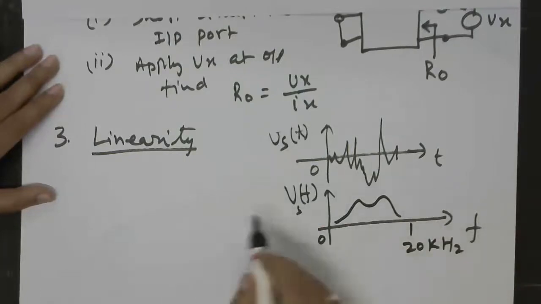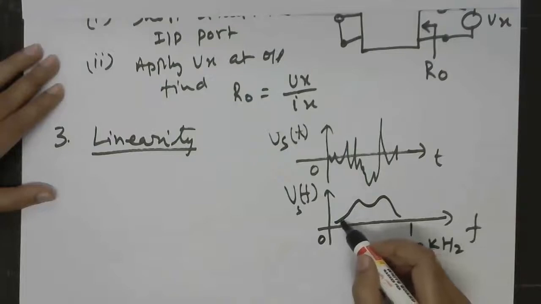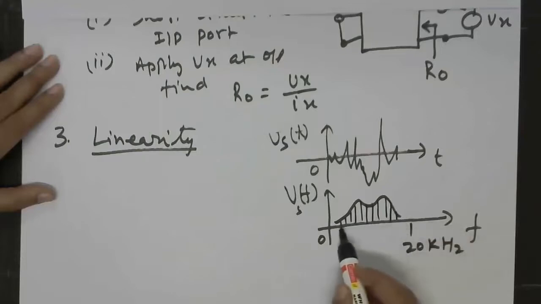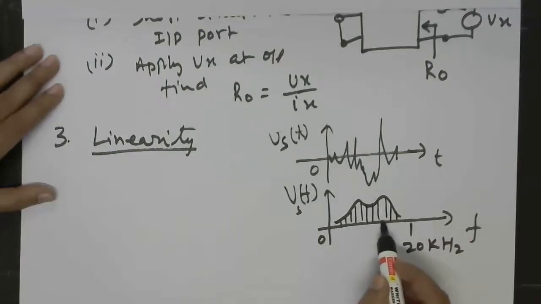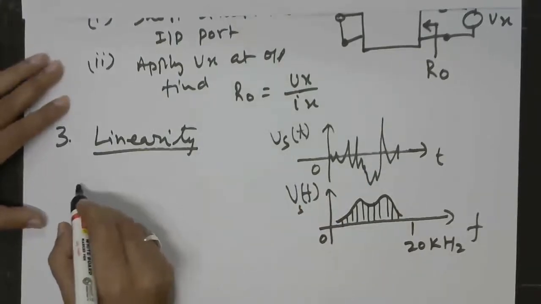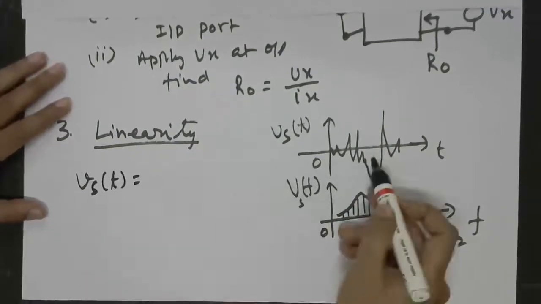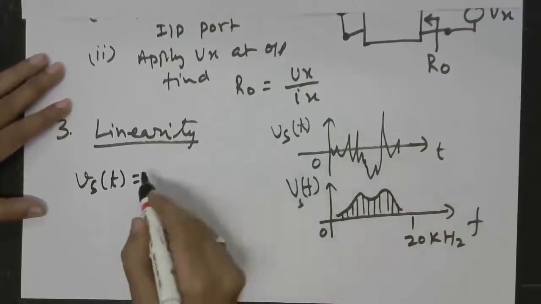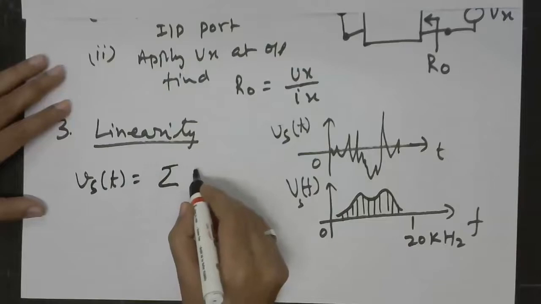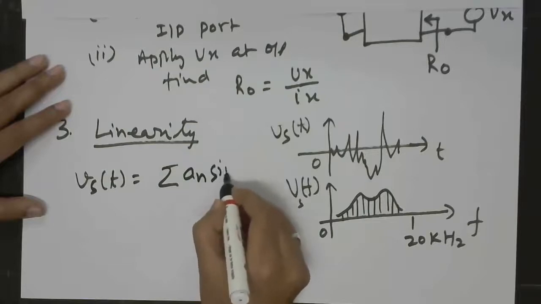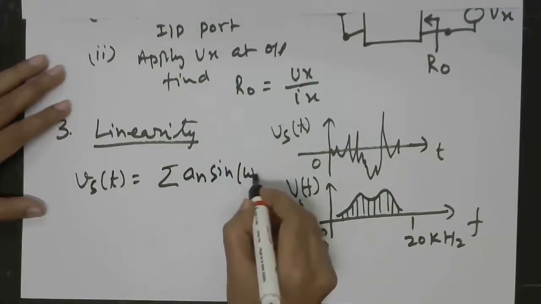So what this Vs looks like in terms of what is called frequency is a combination of a very large number of all these sinusoid frequencies. These are the frequencies of the various sinusoids which are present in this signal. So this Vs, or any triangular waveform or square waveform, can always be represented as a sum of various sinusoids, say an times sine omega n t.